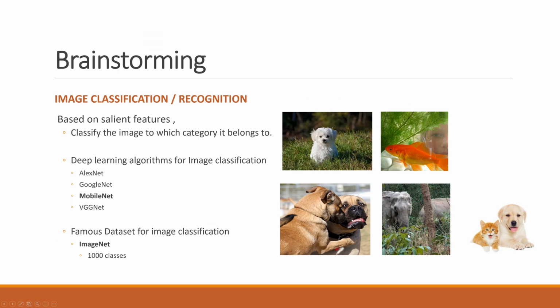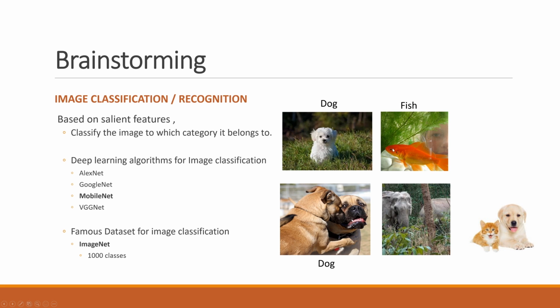Okay, before diving into the implementation, let's have some brainstorming. As you can see in this image, there is a dog, there is grass and a background as well. But if you give this image to any deep learning classifier such as AlexNet, GoogleNet, MobileNet, this will be classified as a dog. Why? Because the dog is the most salient feature of this image. Even a human will definitely classify this image as a dog.